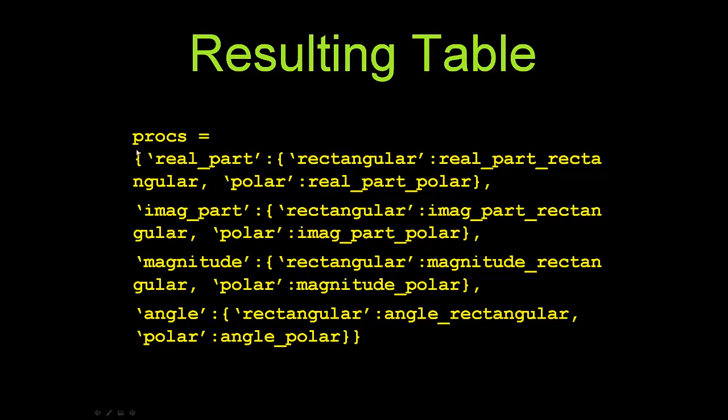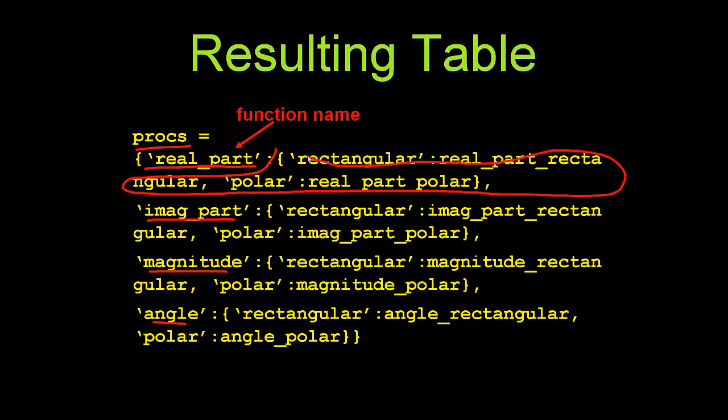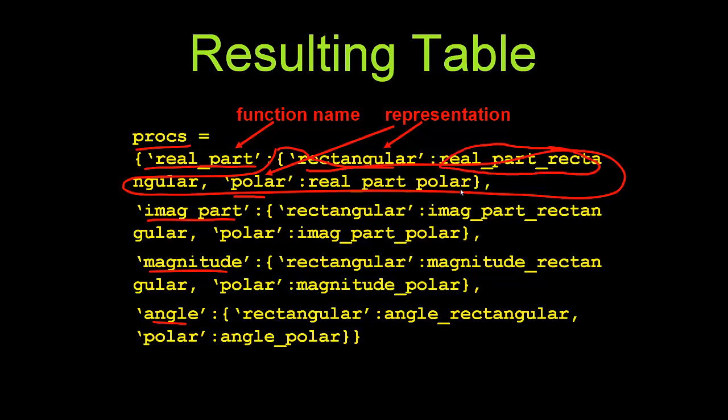Okay, so this table is called procs. It has got 4 different operations. Okay, there's a real part, imaginary part, magnitude, and angle. These are function names, okay, of the functions you want to call for the various generic operators. Okay, and next, each of them, right, the value associated is some kind of a dictionary, right, and this dictionary basically is keyed by representation. So there's a rectangular and there's a polar, and associated with each of these keys is actually the function that will operate on the different data types, okay, to extract the real parts.